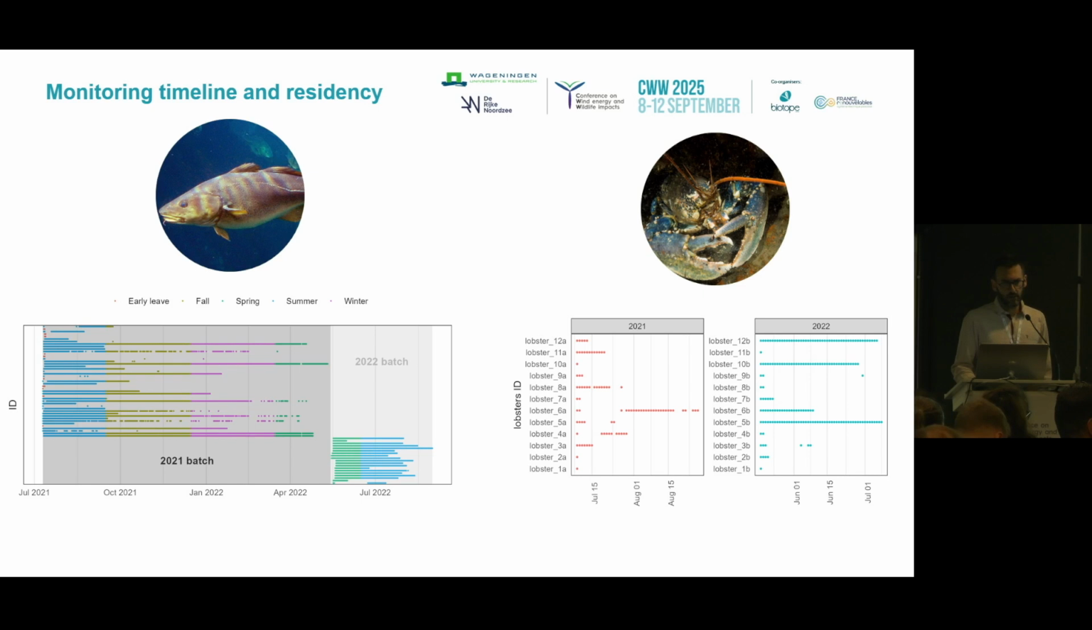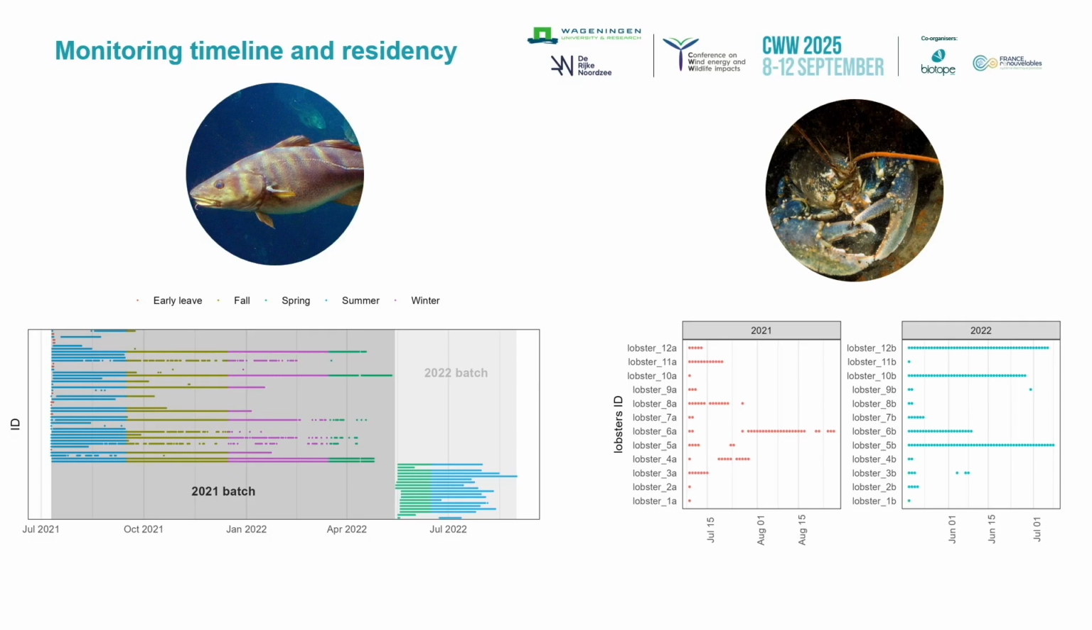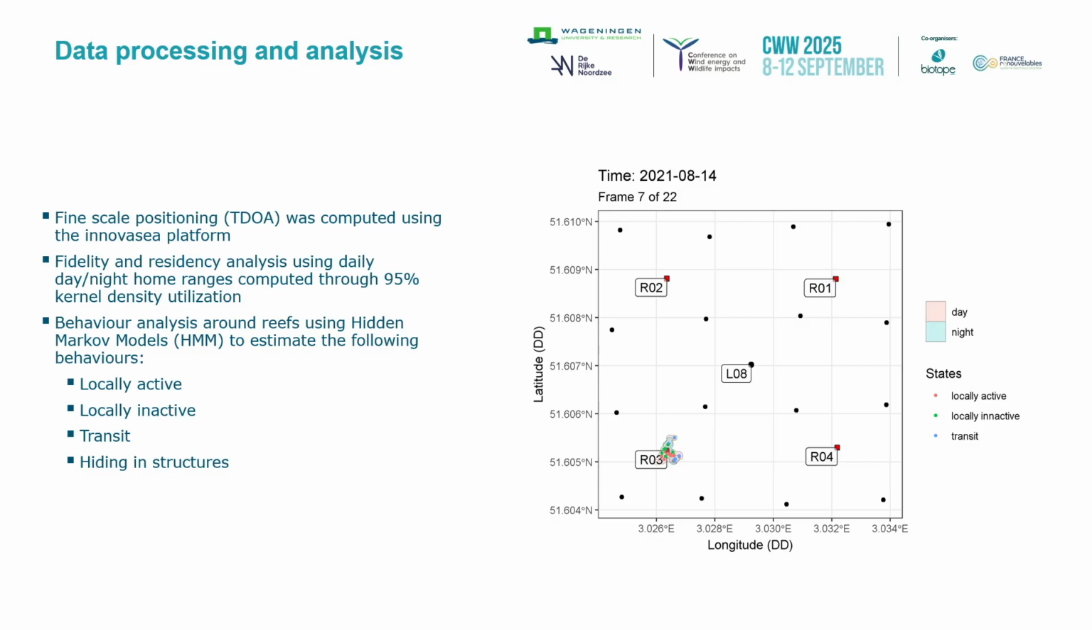In terms of processing, as I said, we used fine scale positioning, and you can see on the right-hand side, each dot is a position, and for each day, it's jumping from one day to the next. So with the positions, we could assess fidelity and residency. And further, we used a hidden Markov model to infer behavior: locally active, locally inactive, in transit, or also hiding in the structures. And locally active is something that would relate most to feeding, I would say.